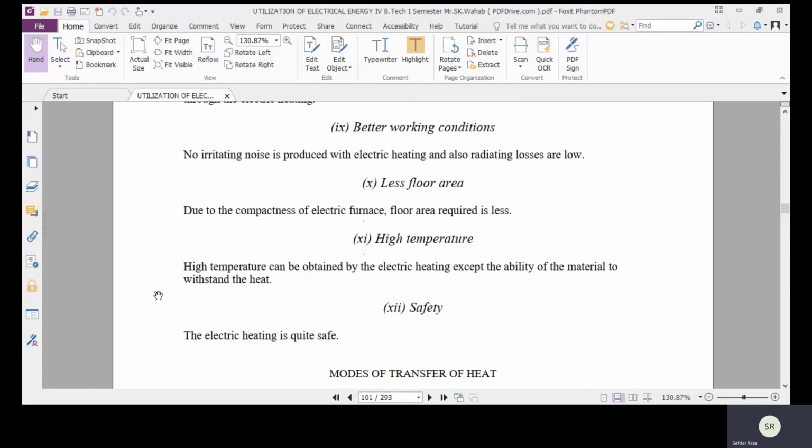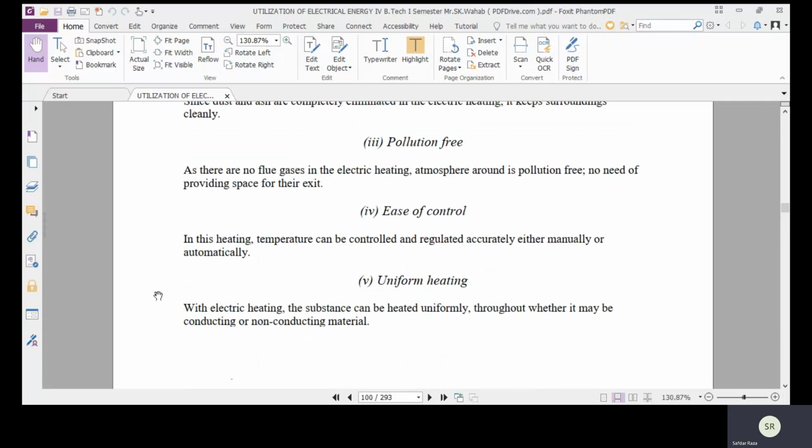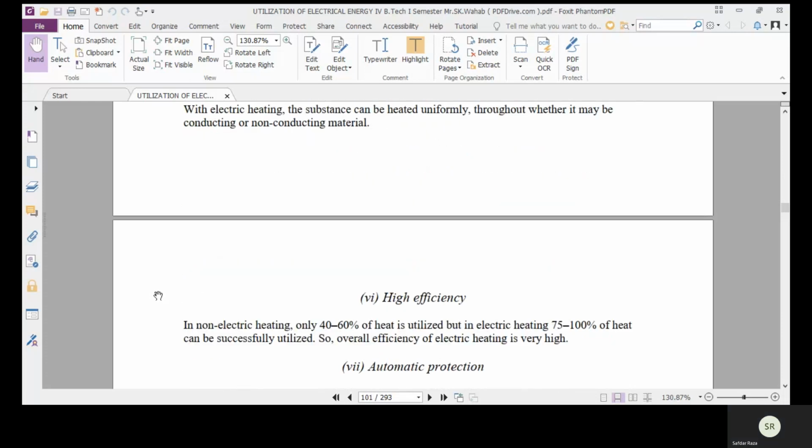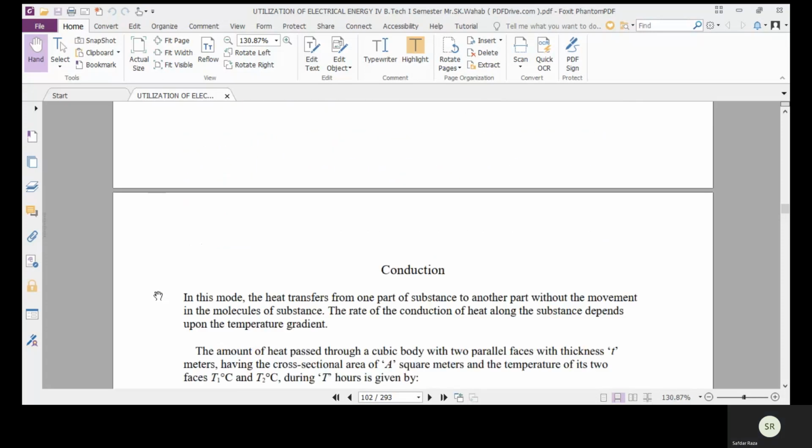So on behalf of these advantages, it is better to go for electric heating as compared to conventional heating. So how can the heat be transferred? For this, we can say there are three modes of transfer of heat from one body to another, depending on the temperature gradient. The number one mode is the conduction mode of heating. The second one is the convection mode of heating. And the third one is the radiation form of heating.